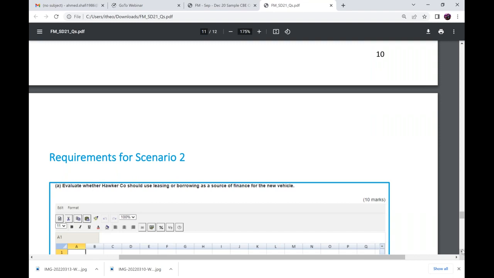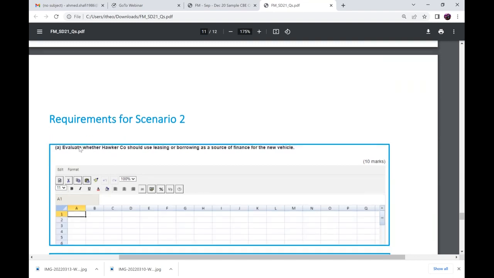The marks calculation requirement is why a spreadsheet cell is given. Evaluate whether Hawker should use leasing or borrowing. So you need to decide whether the company should use leasing or the company should use borrowing. Obviously there are two options, so we need to decide between them.